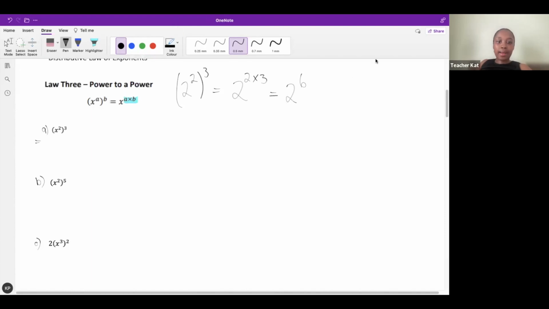Let's start with number A. Number A says x squared to the power of 3, which is very similar to the example that I did here. So what are we going to do to these exponents that are raised here? X is raised to 2 exponents, basically. So what do we do to those exponents?